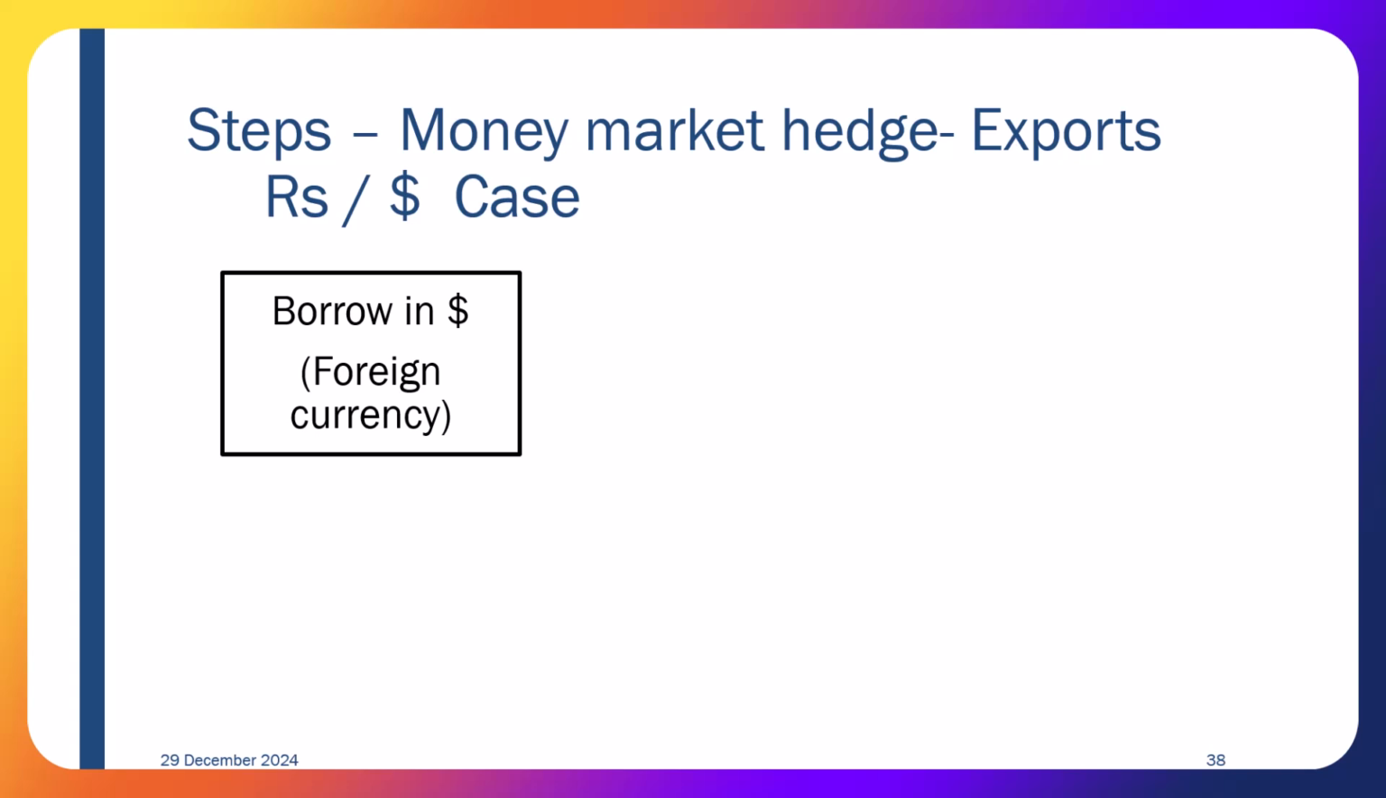पहला काम, borrow in dollars. That is the foreign currency. Fine. So foreign currency इसलिए लिखा हुआ कि डॉलर की जगह पाउंड भी हो सकता है. अब एग्जाम्पल तो यूएस डॉलर है. ओके, नाउ कन्वर्ट द डॉलर्स इनटू रुपी.